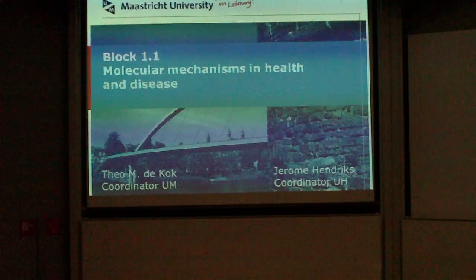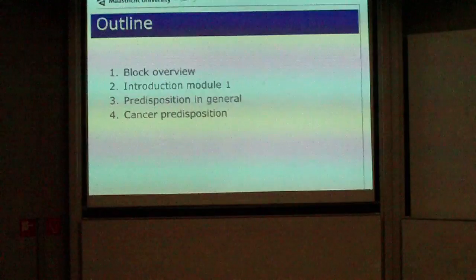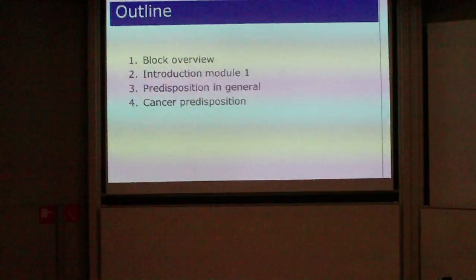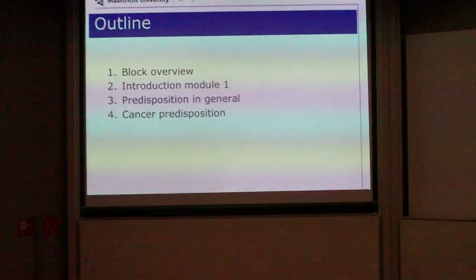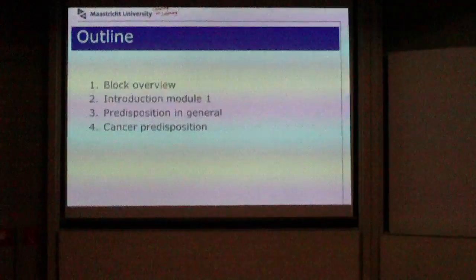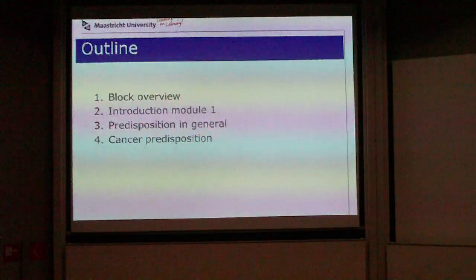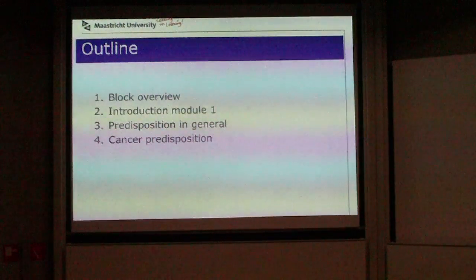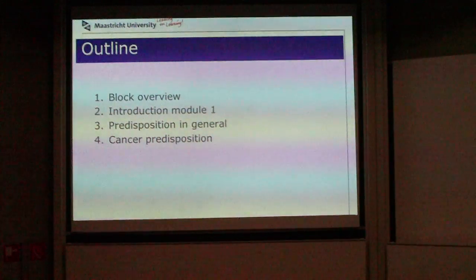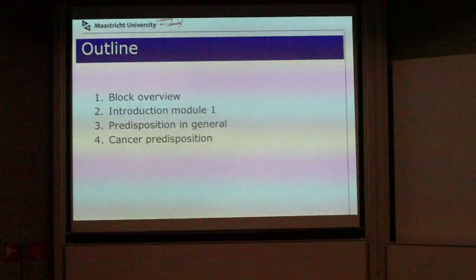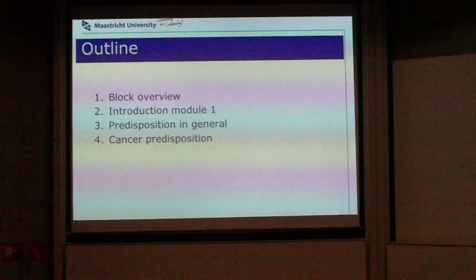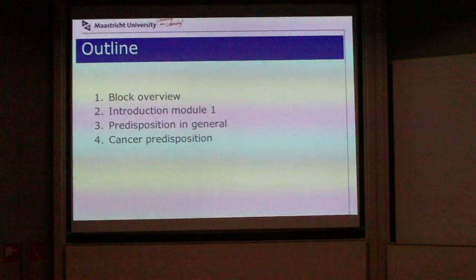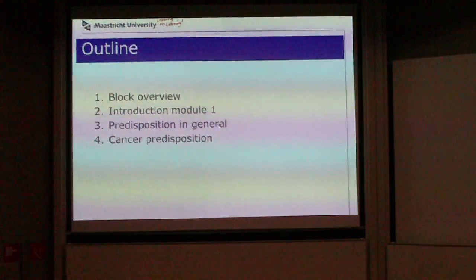Well, the first disappointment will be that I have some organizational points as well. There's only a few slides, there's some repetition in there, and then we start with the content of the first module. So I give a block overview. We've seen the overall program introduced by Willem Vonke. And then I give my introduction to the first module, some more specific details. And then we start with the first theme of the first block, which is predisposition in general. And I'll give some examples of what we mean by predisposition to diseases or disease risks.